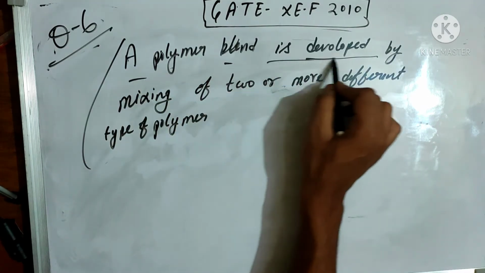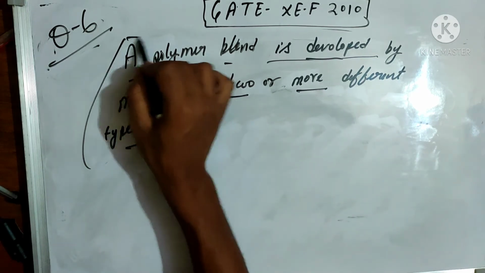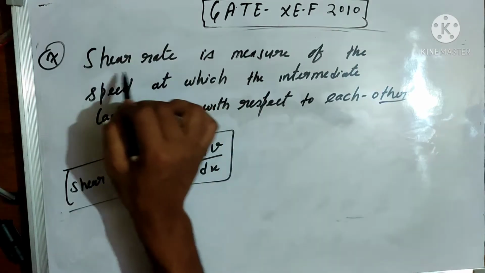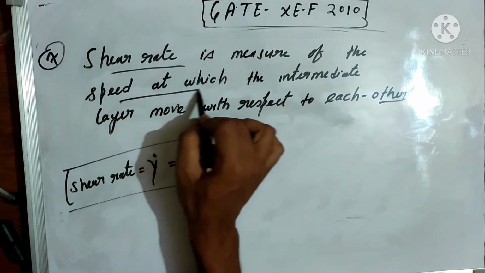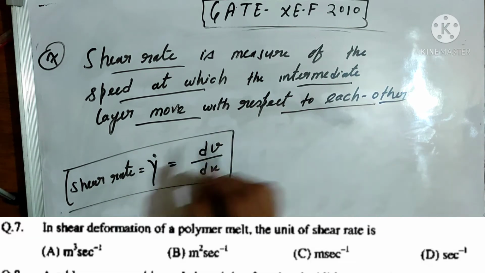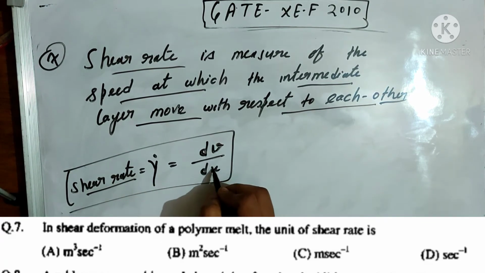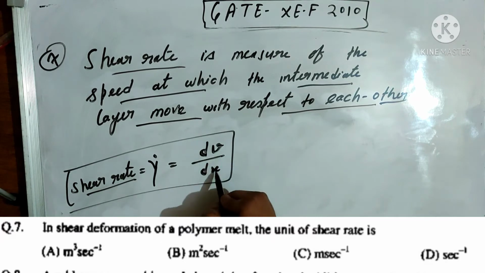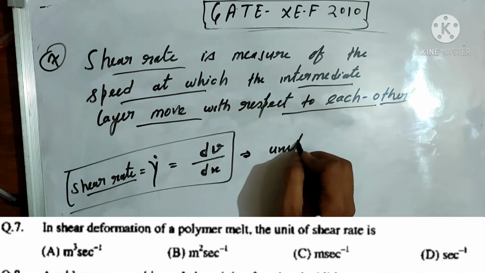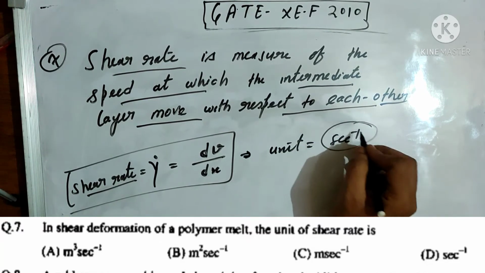A polymer blend is developed by mixing two or more different types of polymer. So option C is correct. Shear rate is the measure of the speed at which the intermediate layers move with respect to each other. So the shear rate is equal to the change in velocity divided by the change in distance between the two layers, dv by dx, and its unit is second inverse.